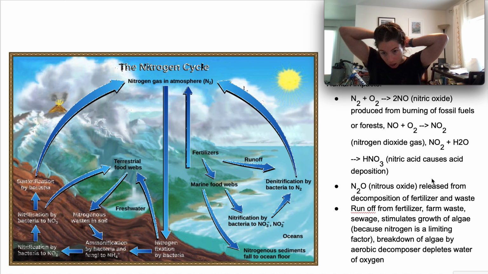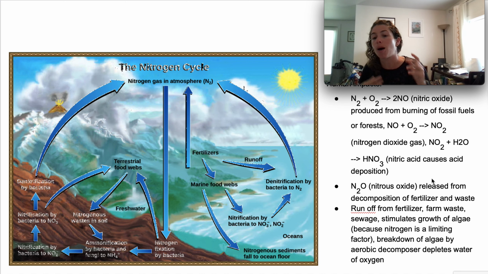Nitrous oxide, N2O, is released from fertilizer and waste decomposition, and then runoff from fertilizer, farm waste, sewage, all of that additional nitrogen ends up in the water and the ecosystem, and nitrogen's a limiting factor. Algae and plants all need nitrogen to grow, need nitrogen to make their nucleic acids and their proteins. Whenever you increase nitrogen, you increase the amount of organisms that can be supported.